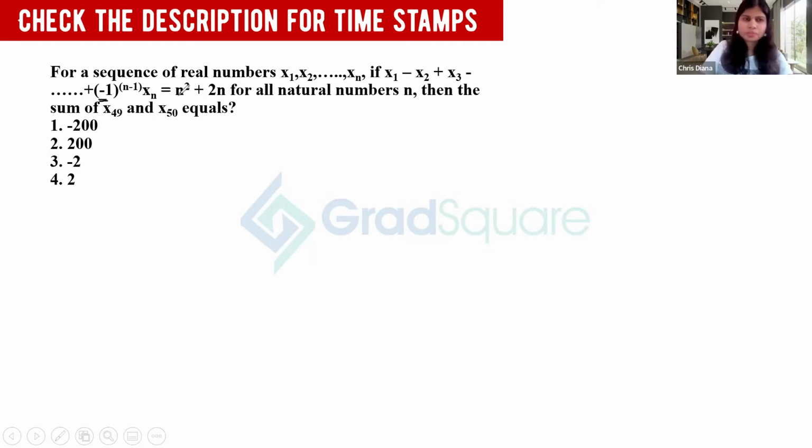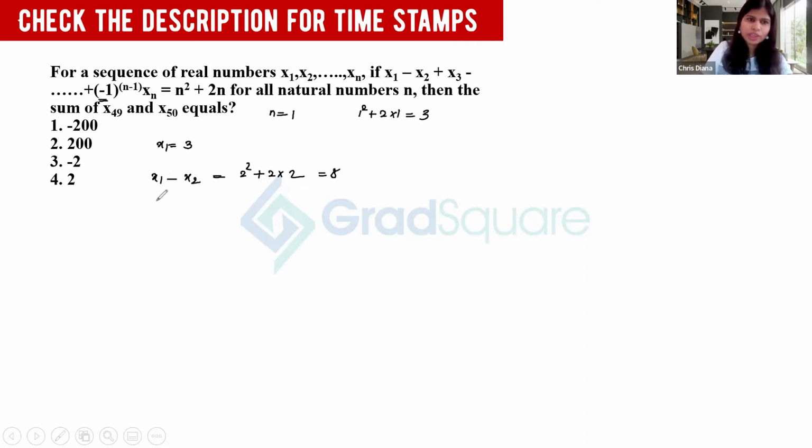Okay, now I have to figure out what is the first term. So let me put n is equal to 1. If n is equal to 1, the first term is going to be nothing but 1 square plus 2 into 1. That's going to be 1 plus 2, that is going to be 3. So I know that the first term here, x1 is equal to 3. Okay, now I also know x1 minus x2. If I take two terms, then the value should be here 2 square plus 2 into 2, which is going to be nothing but 8.